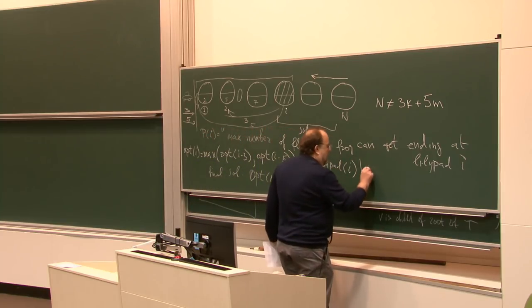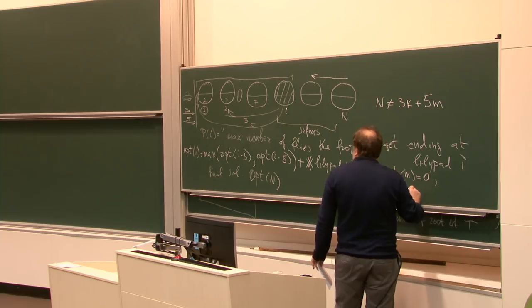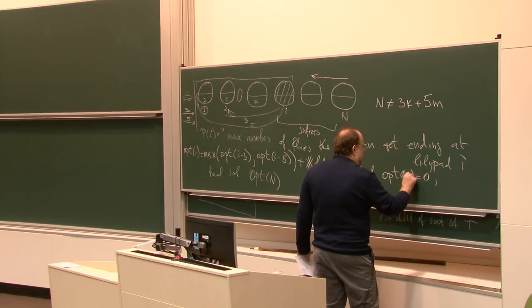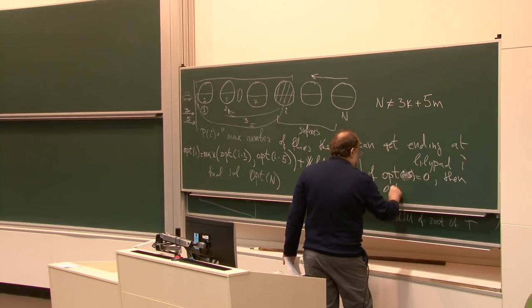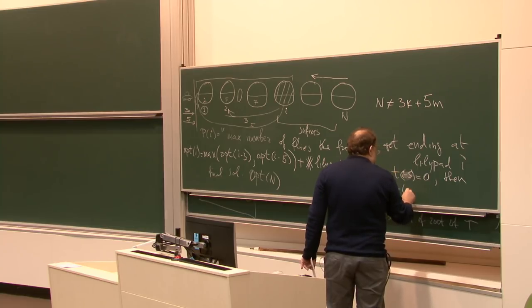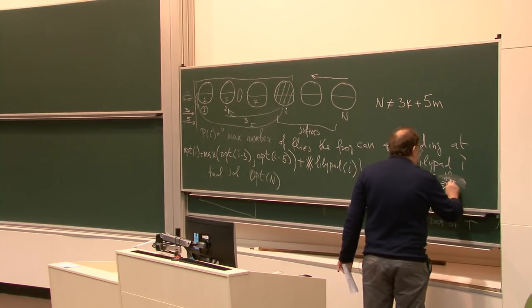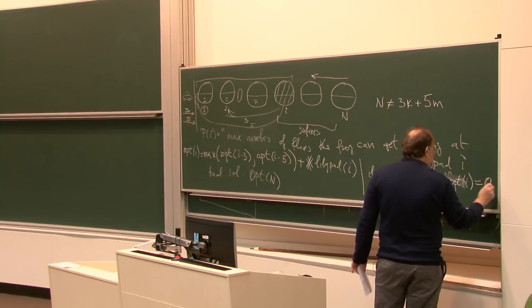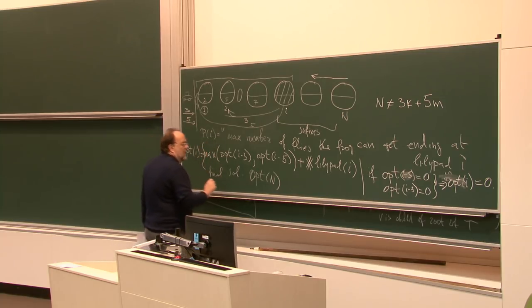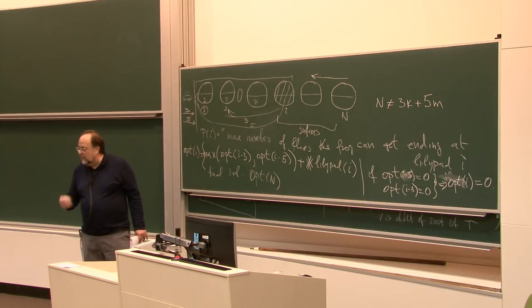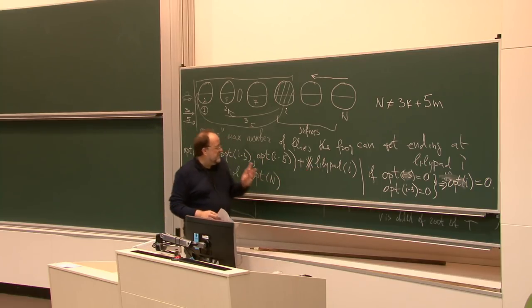So if opt of I minus 5 is equal to zero, and opt I minus 3 is equal to zero, this implies that opt of I is also equal to zero. So you add only if equals to this. Sorry? I mean, I itself might have a lot of flies on it. So you cannot just add it. If both of them are zero, then rather than adding this would be zero.